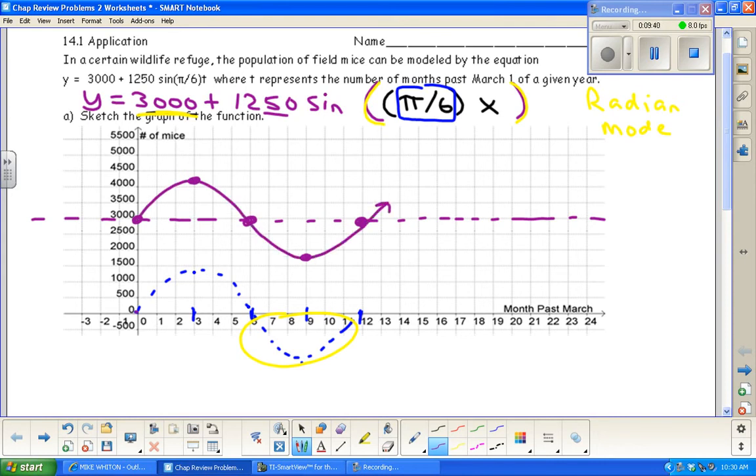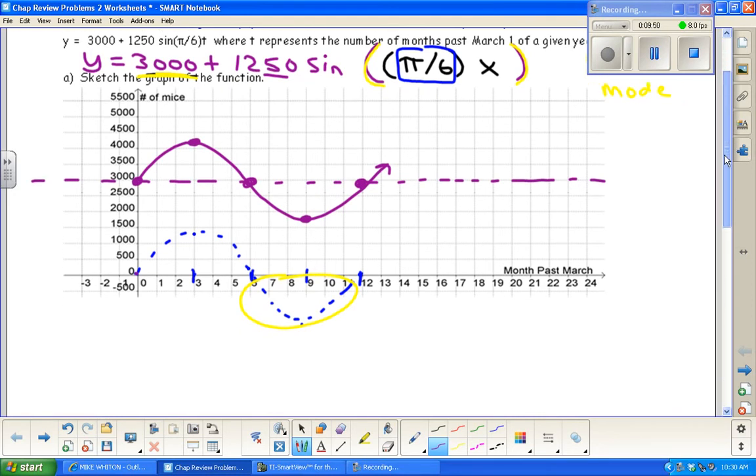Okay, and again, use the calculator, verify those if you want. Get the table of values, plot some points. Feel free to do that. Okay, but that's what this graph looks like. And then there were a few questions on the back.